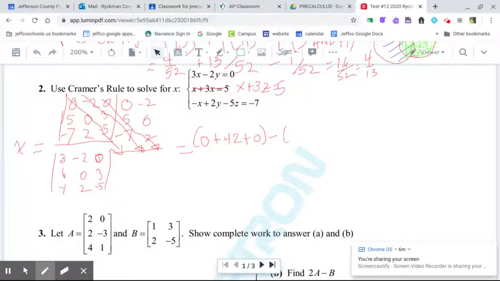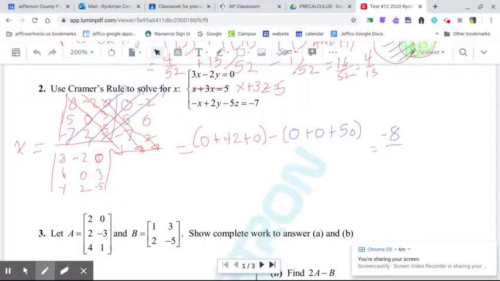Minus up to the right. Negative 7 times 0 is 0. 2 times negative 5 times 0 is 0. And negative 5 times negative 2 is negative 25 times negative 2 is positive 50. So in the top you should get 42 minus 50, or negative 8.